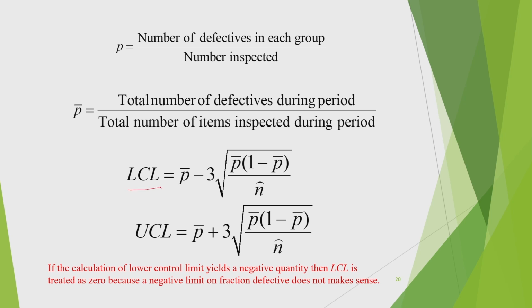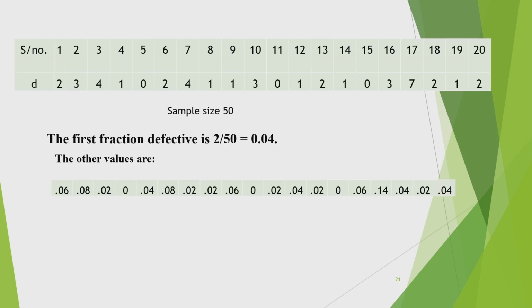So we can find the lower control limit: P bar minus 3 times the square root of P bar times 1 minus P bar divided by N, similar to the work sampling type of equation. And UCL is P bar plus 3 times the square root of P bar times 1 minus P bar divided by N. If the calculation of the lower control limit yields a negative quantity, then LCL is treated as 0, because a negative limit on fraction defective doesn't make sense. Similarly, if UCL comes to more than 1, then naturally you have to take 1 only, it cannot be more than 1.